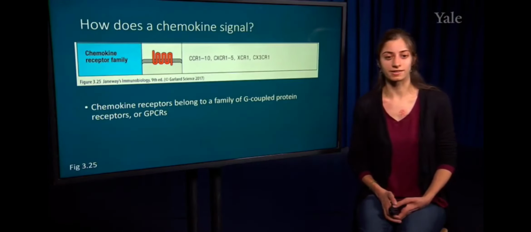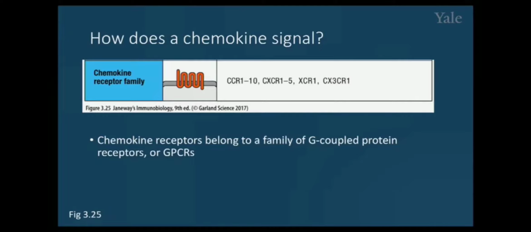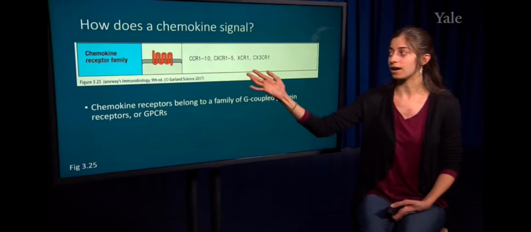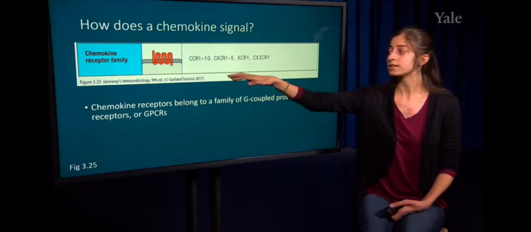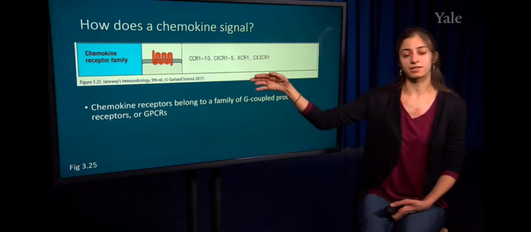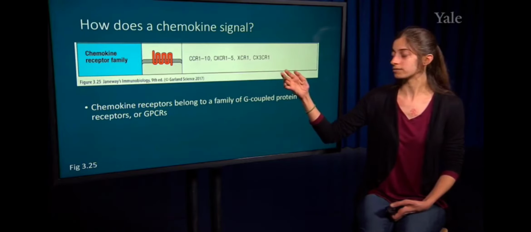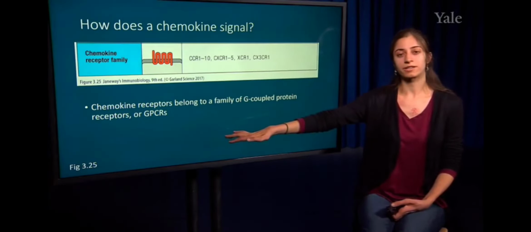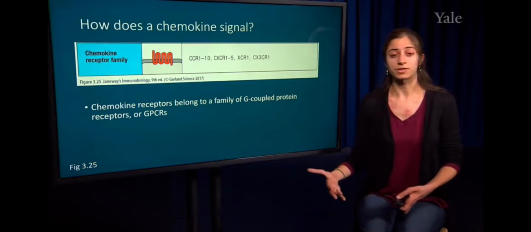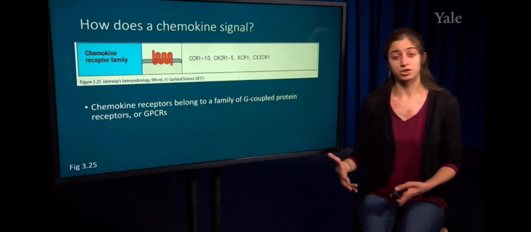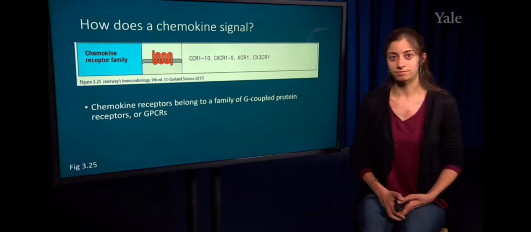So how does a chemokine signal? As I mentioned earlier, the chemokines actually signal through a different type of receptor from other cytokines. This receptor is called a GPCR. Some examples of the receptor itself are CCR1 through 10, CXCR1 through 5, XCR1, and CX3CR1. Chemokine receptors, as I mentioned, are called GPCRs, or G-protein coupled receptors, meaning that they use specialized G proteins in order to transduce their signal. We'll go through that now.